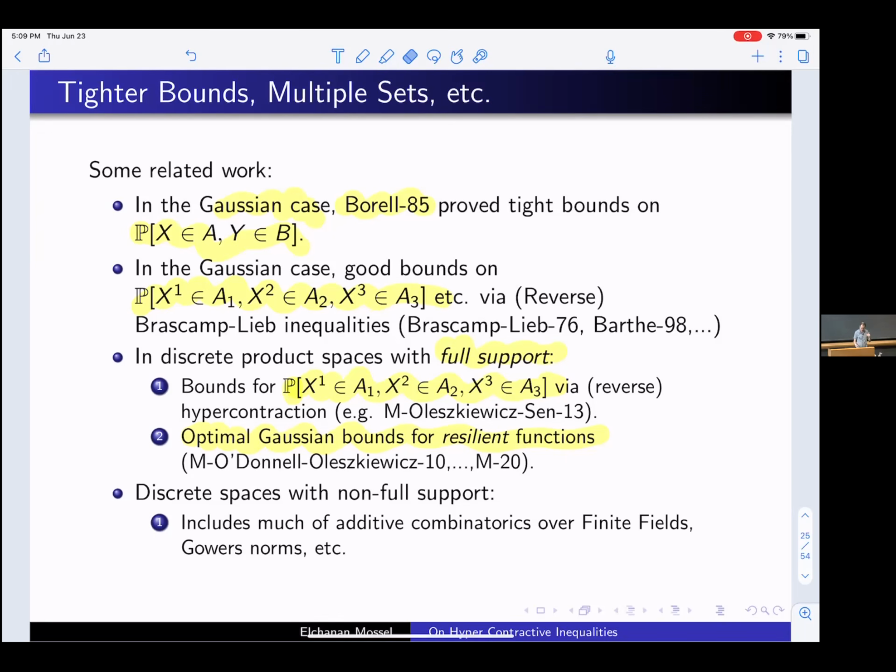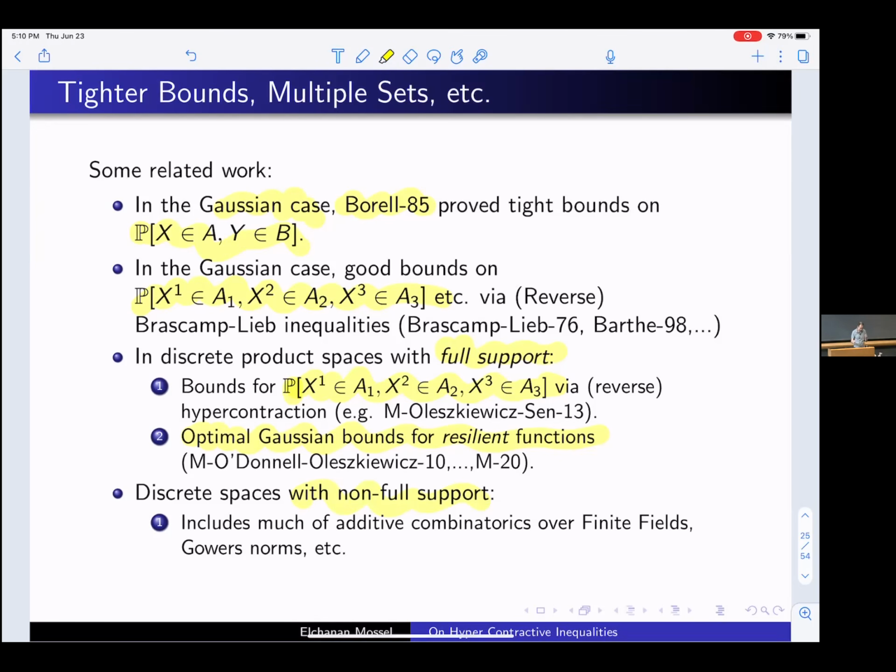And just to make it more complicated for all of you, there's the case of discrete spaces without full support. This actually includes all of additive combinatorics on finite fields. In additive combinatorics on finite fields, all of these techniques break down, right? All of these techniques are irrelevant. Instead, you have to use other techniques, including bounds using the Gowers norms and so on, that are of a different flavor.